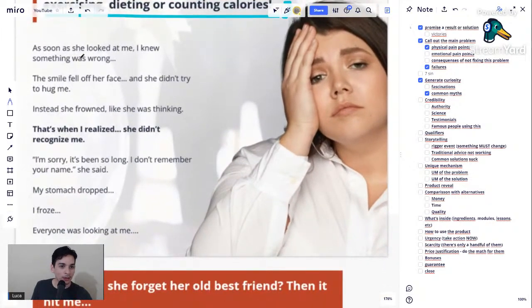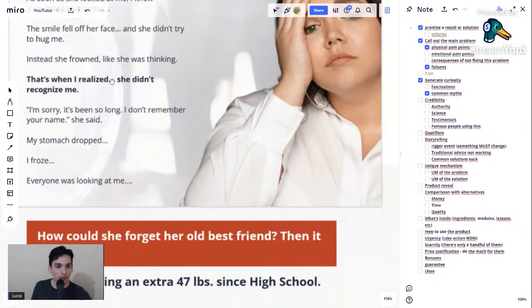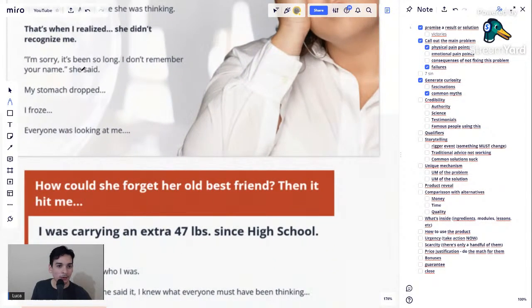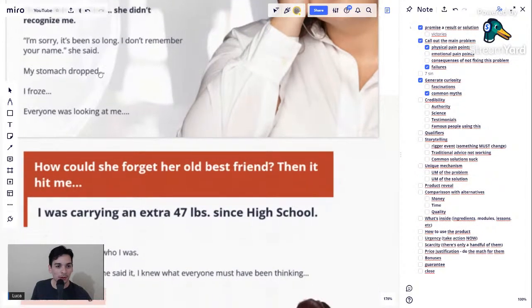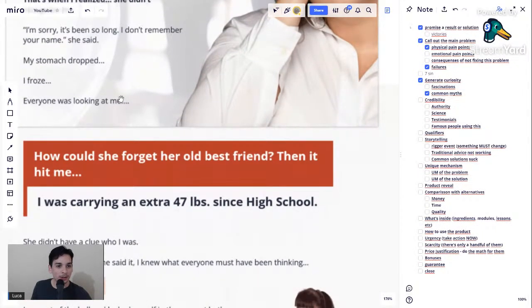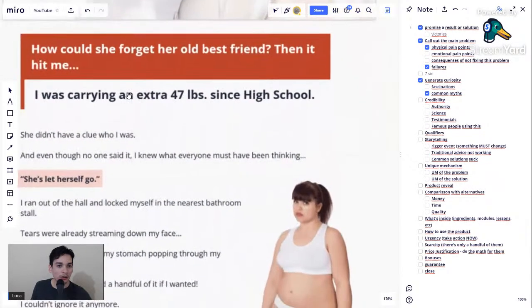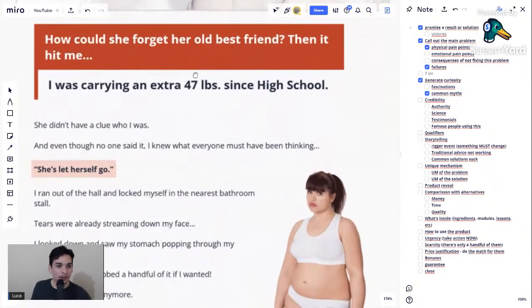As soon as she looked at me, I knew something was wrong. The smile fell off their face, and she didn't try to hug me. Instead, she frowned like she was thinking. That's when I realized she didn't recognize me. "I'm sorry, it's been so long, I don't remember your name," she said. My stomach dropped. I froze. Everyone was looking at me. How could she forget her old best friend? Then it hit me. I was carrying an extra 47 pounds in high school.